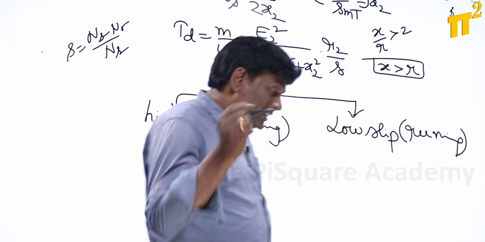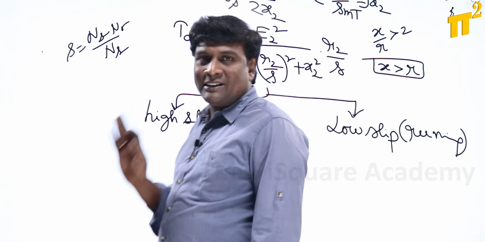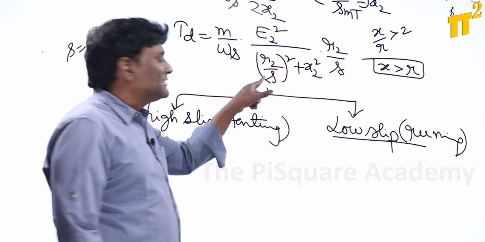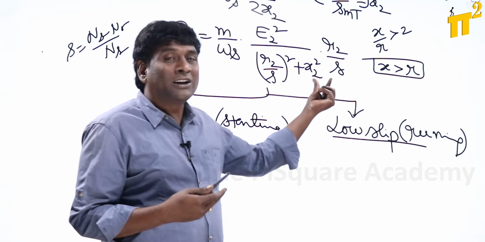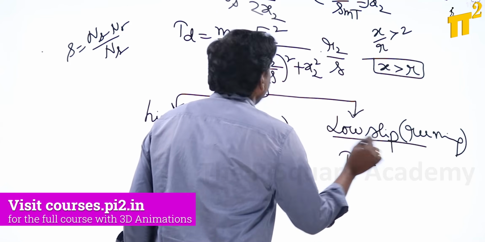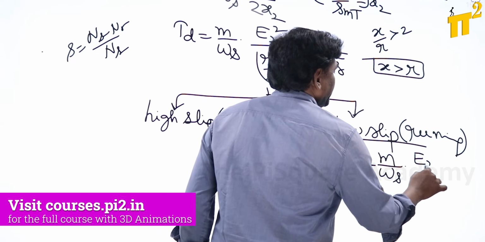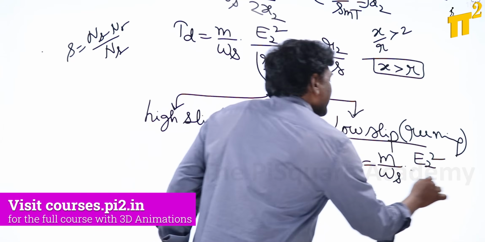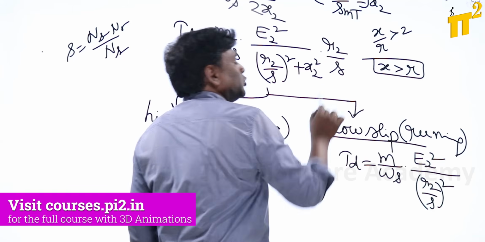Is it practical to neglect it and all? It's a different story which will take much time. Anyway, for the time being, because it's meant for revision. So in the low slip region, the moment slip is less, R2 by S is going to be more compared to X2. Neglect X2. If you neglect X2, TD is going to be m by omega s into E2 square, divided by (R2 by S) square, into R2 by S in the numerator.